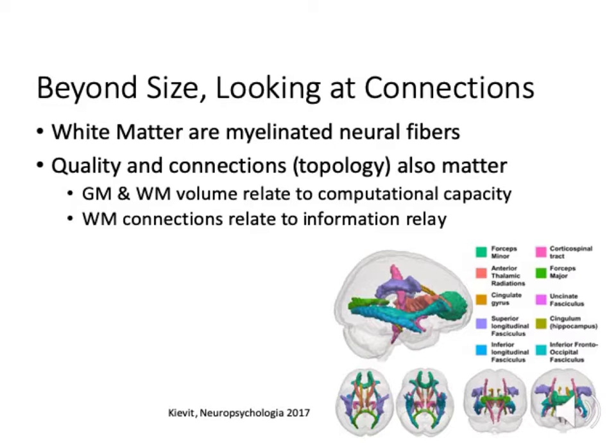White matter, as shown in the three-dimensional colored segments in this figure, are myelinated neural fibers that are believed to convey information between disparate parts of the brain. Therefore, the quality and connections of the neural fiber tract relate to the ability of the brain to relay information, whereas the volume of gray and white matter relate to its computational capacity. They are both assessing different aspects of the brain's cognitive ability.